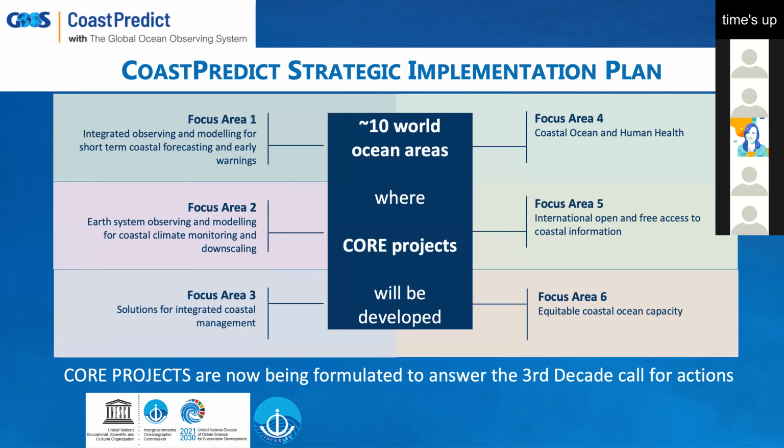Okay, so we have been endorsed on the 8th of June. We have been working to see how to implement our ideas in a way that is close to the research, and then will give substantial changes at the end of the decade. So we have now found 6 focus areas. The first one is short-term coastal forecasting and early warnings. Second one is coastal climate monitoring and downscaling. Third is solutions for integrated coastal management, then coastal ocean and human health, international open and free access to coastal information, and equitable coastal ocean capacity.